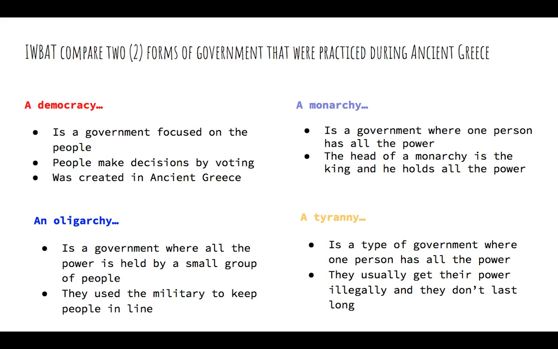And a tyranny is a type of government where one person has all the power. Now, it isn't like a monarchy, because a monarchy is a king and it gets passed down from family member to family member. Tyranny is when one person steals their power illegally, and usually they don't last because they get overthrown.